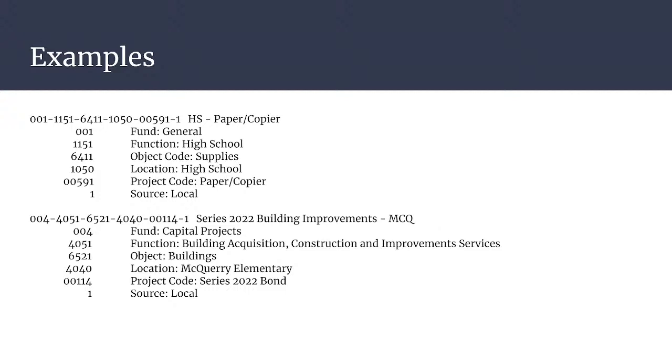The second one is one of our new ones for tracking expenditures related to our Series 2022 bond. This account code is specific for the Series 2022 building improvements at McQuarrie. The structure is still the same, but the codes are different and specific to this type of work. Since this is a capital project, the fund is now 004. Using the specific coding structure outlined by DESE allows us to track all transactions accurately and build historical data.